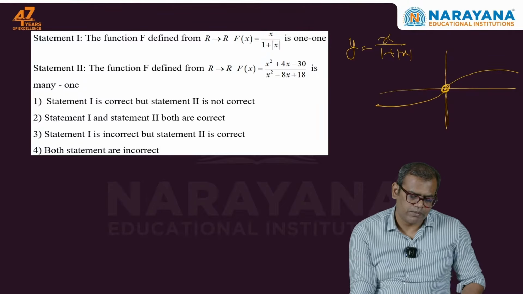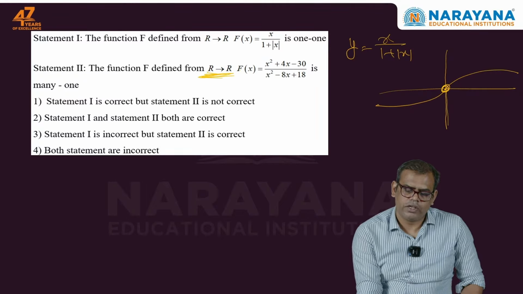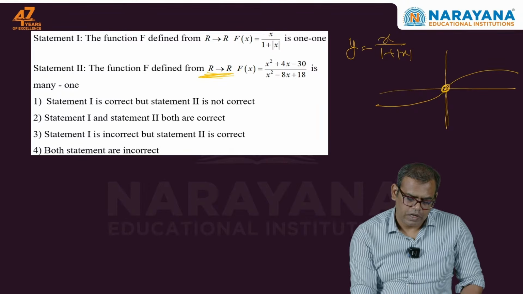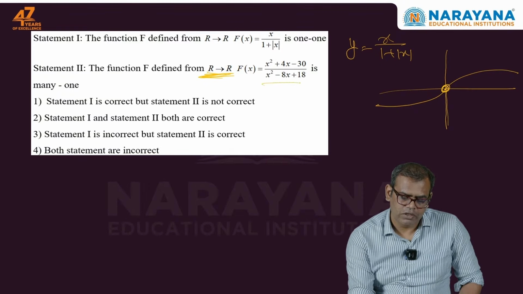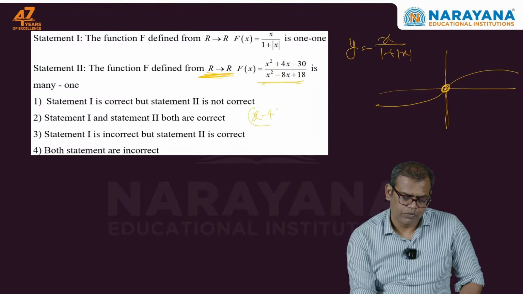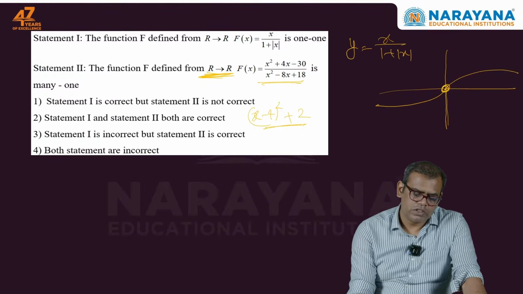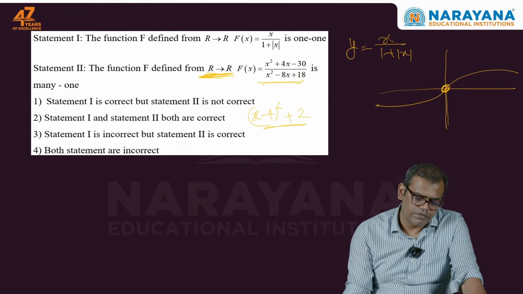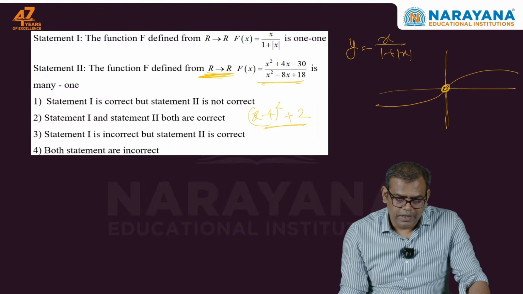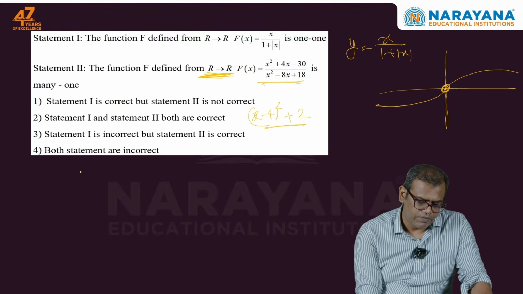Come to the second option. The second option is also given R to R, real number to real number. And one more thing, look at the denominator, it is a perfect square, right? x square minus 8x plus 18 is x minus 4 whole square plus 2, right? 4 squared is 16, plus 2 is 18. So this is also a rational function, and the domain of this rational function is always the real numbers. So what kind of graph will come here?